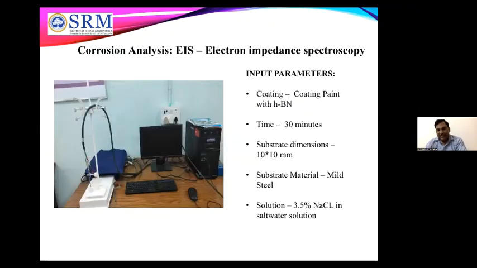So this EIS test we can perform. We can do the coating with the paint of hBN at different concentrations, and we keep the time at 30 minutes, and the substrate, as I told you, 10:10, is mild steel, and the solution which we use is 3.5% NaCl in salt water, which is used to calculate the impedance for corrosion analysis. Next slide.